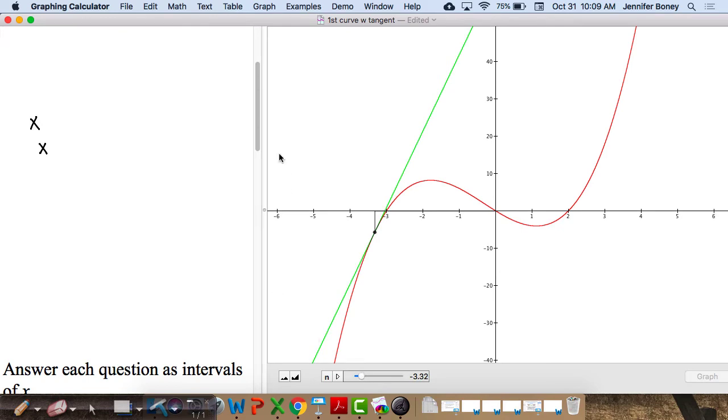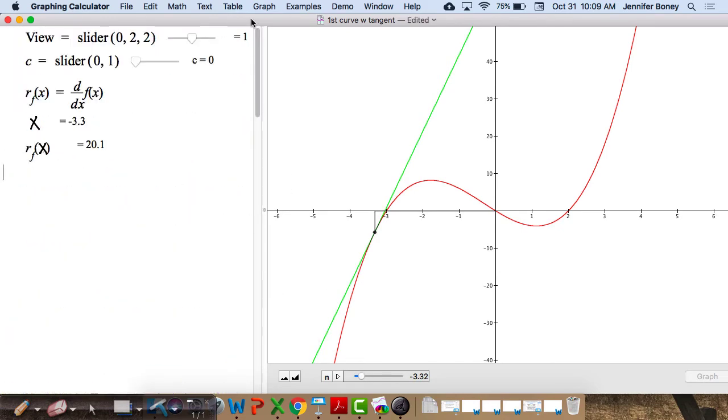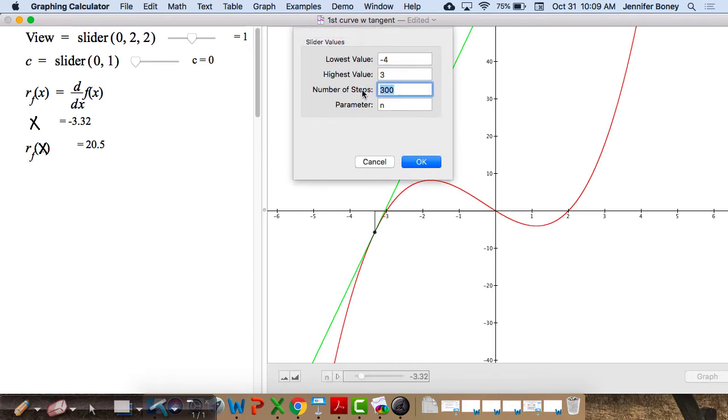Oop, and it doesn't want to do that manually for me. It wants me to do some other things. So I'm going to put it on play. Actually, let me change this to go more slowly. Let's see if it'll do that. Nope, 500.